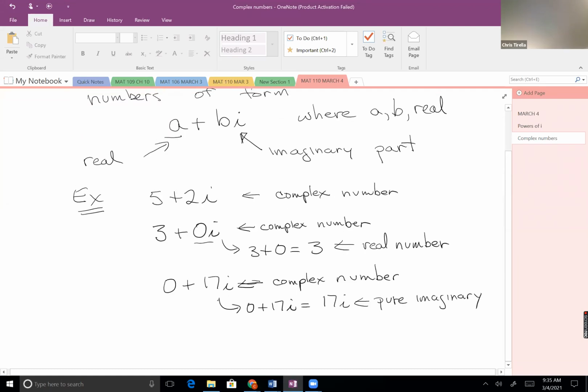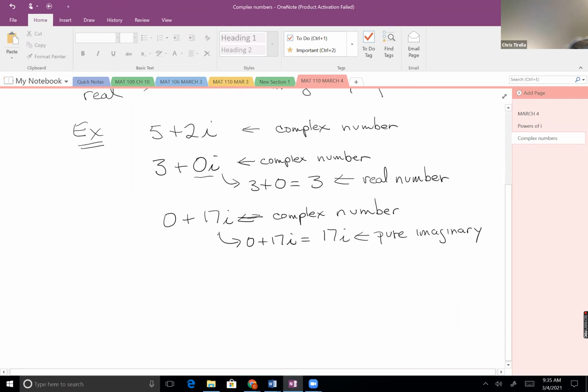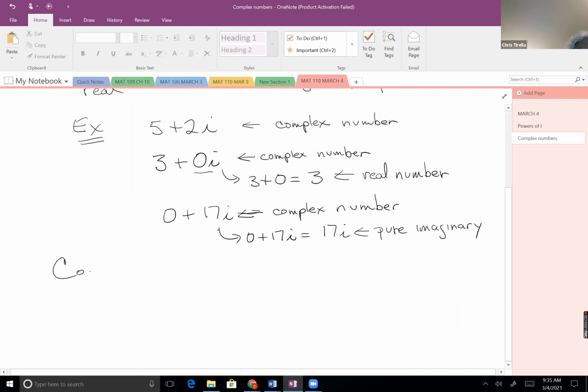And so in defining our complex numbers to be a plus bi, where a is the real part and bi is the imaginary part, depending on whether a or b is 0, we can see that the complex numbers include all of the real numbers, and the complex numbers include all the pure imaginary numbers. So our complex numbers include all the real numbers.